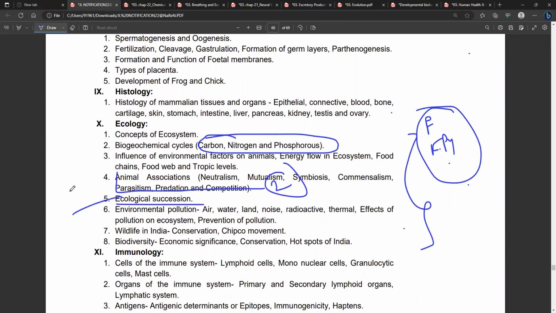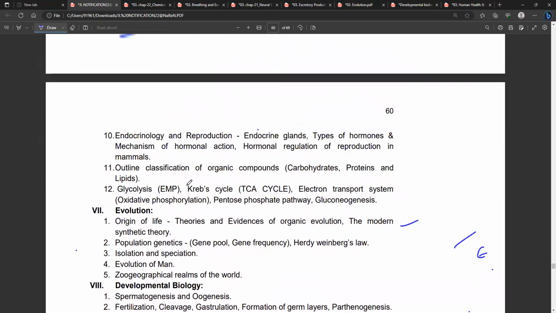Ecological succession, which is widely asked in the T-set also. Then all types of pollution. See here, this is a little tough for the zoology people because you have to remember a lot of information: information on national parks, biogeographical zones of India, hotspots of India. These you also have to remember. When I am explaining to the botany people, I will tell you exactly what has to be read there.